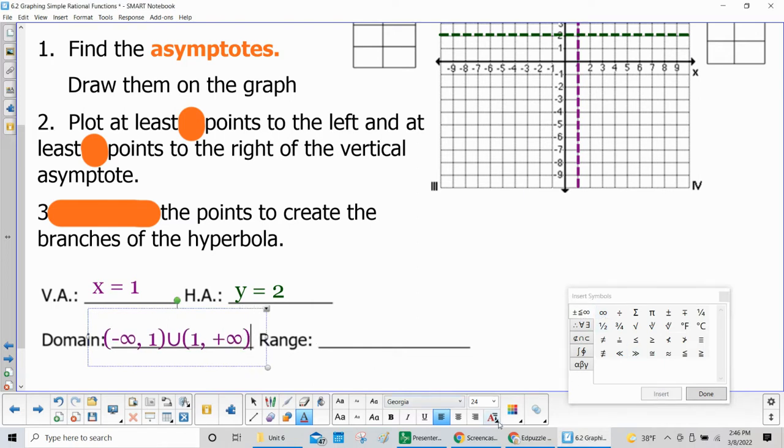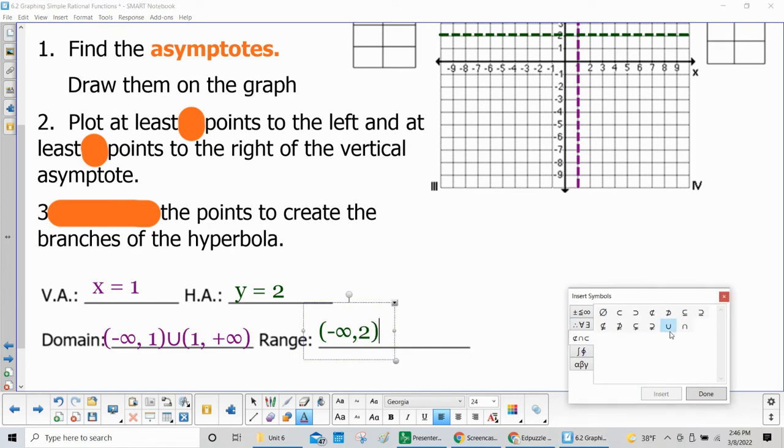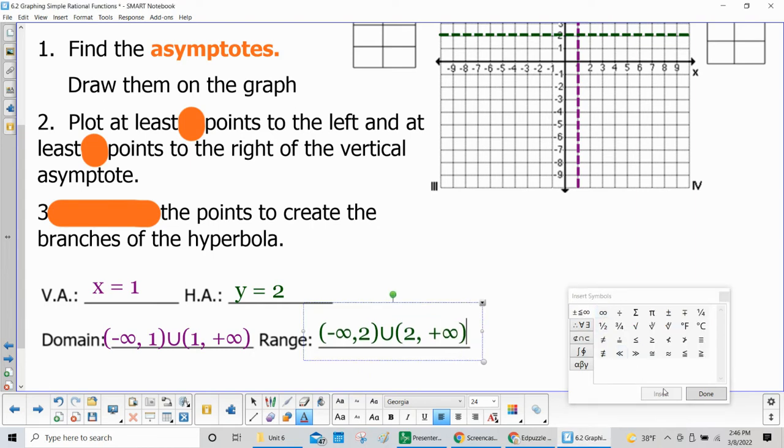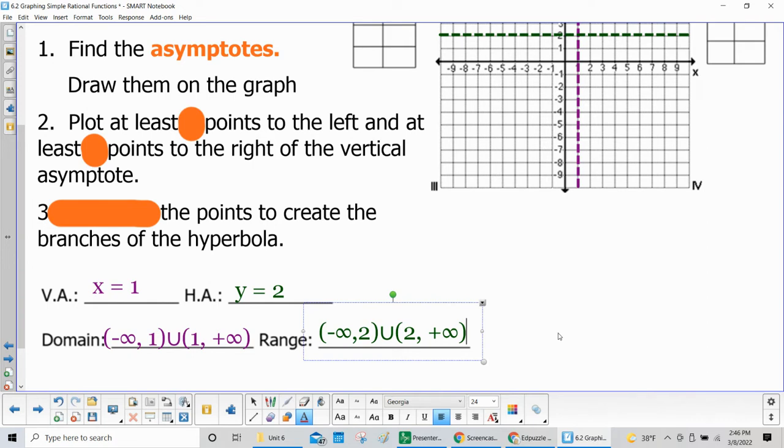I can do the same thing with my range, and I can pick that up. I can say my range is going to be, even though I don't even have this thing graphed yet, I know my range is going to be -infinity to 2. And then I'm going to join it with the other side, 2 to positive infinity. So I can answer all of these big questions without even doing the graph.